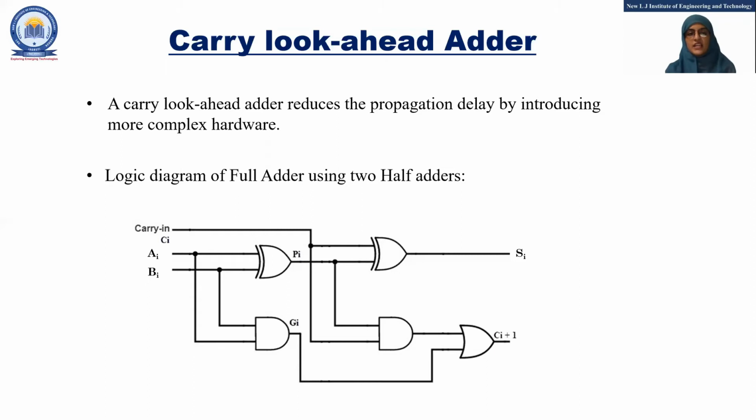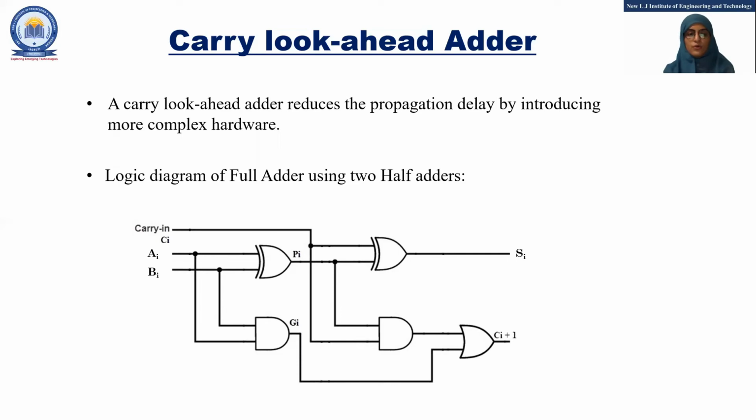On the screen, the logic diagram of a full adder using two half adders is shown. It accepts three inputs, which are Ai, Bi, and Ci. The i denotes the relevant bit of that number, which means if we want to add the first bit, Ai and Bi will be A1 and B1. The third input is Ci, which denotes the current carry, that will be C1.